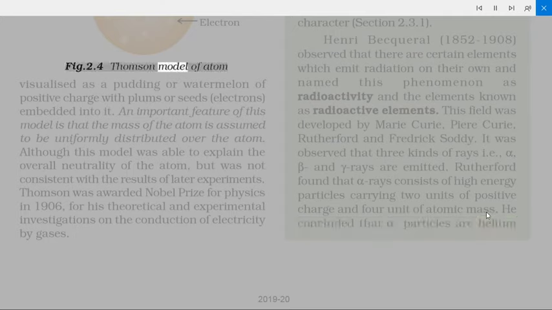Fig. 2.4 Thomson model of atom visualized as a pudding or watermelon of positive charge with plums or seeds, electrons, embedded into it. An important feature of this model is that the mass of the atom is assumed to be uniformly distributed over the atom. Although this model was able to explain the overall neutrality of the atom, it was not consistent with the results of later experiments. Thomson was awarded the Nobel Prize for Physics in 1906 for his theoretical and experimental investigations on the conduction of electricity by gases.